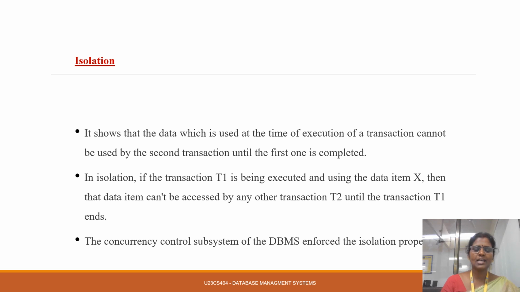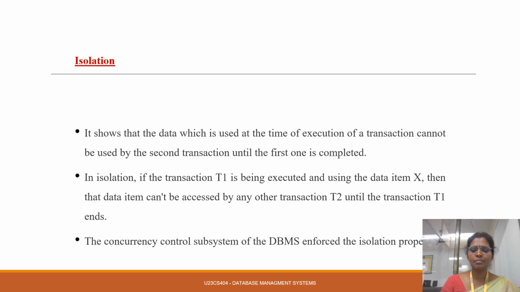The next property is isolation property. It shows that data which is used at the time of execution of a transaction cannot be used by the second transaction until the first one is completed. As an example, if there are two transactions T1 and T2, both trying to access the data item X, in this case, T1 accessing the data item X means until the completion of T1, T2 cannot be started. So this way of execution is isolation.